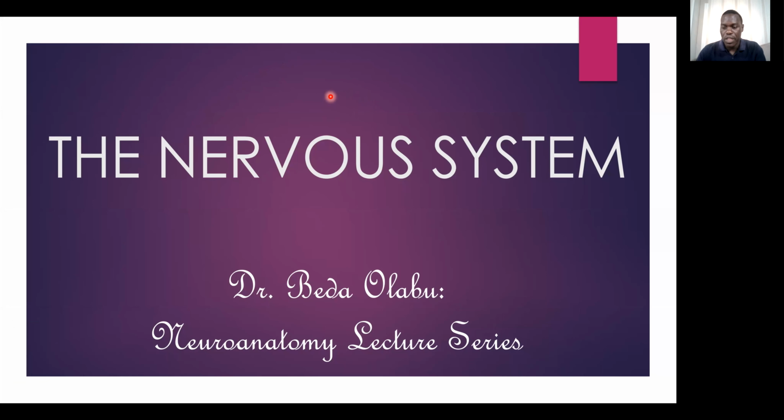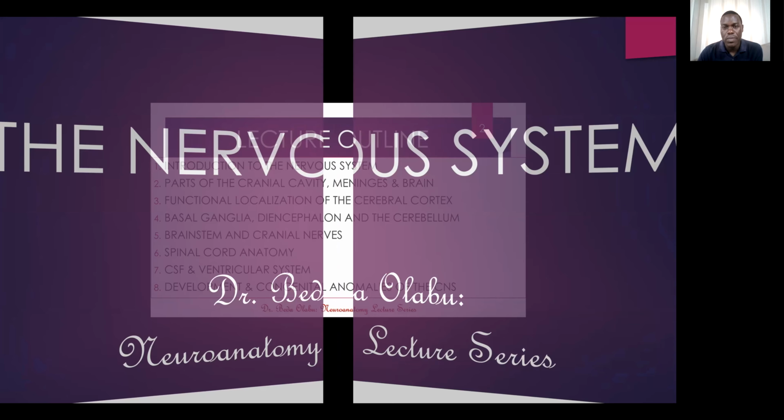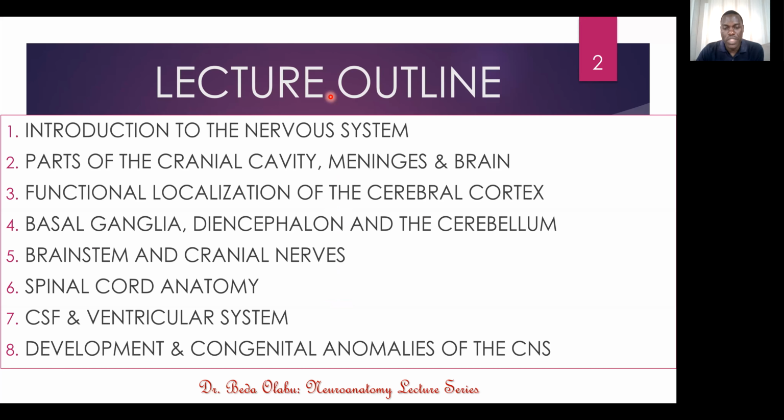In the lecture of neuroanatomy, or basically anatomy of the nervous system, there are a number of topics to cover. I have tried to divide it into sections, and these are the sections that we'll be covering. Today we are going to cover an introduction to the nervous system. We are also going to cover the basic parts of the cranial cavity, meninges, and the brain. That is what we are going to do today.